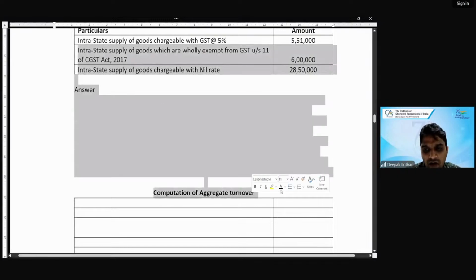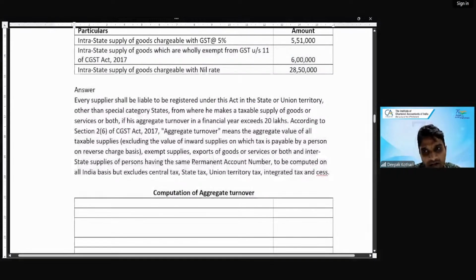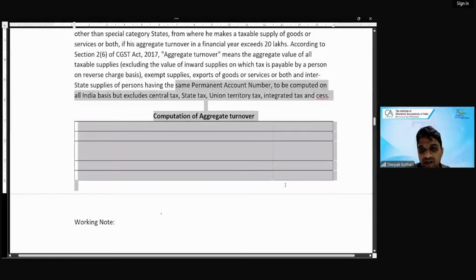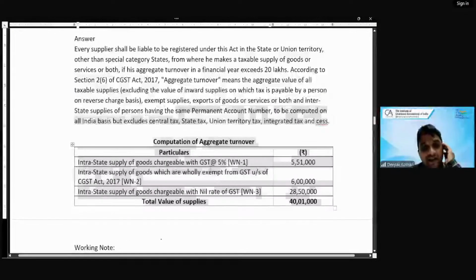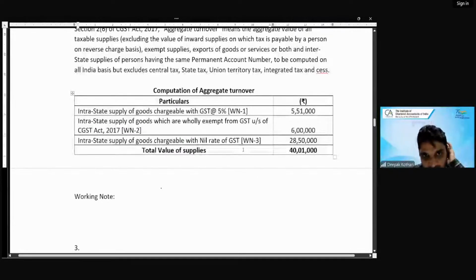Again, this is a long answer, but might not be relevant. So we know this aggregate turnover part. Just mention the aggregate turnover includes all the turnover. Computation of aggregate turnover, we have already worked it, so I don't have to spend much time. Intrastate supply, yes, is to be included. Intrastate supply wholly exempt has to be included, nil.